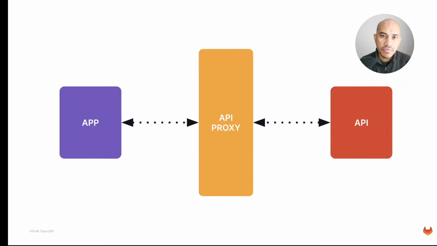Let me explain briefly the importance of an API proxy using this very simple illustration. On the left side, you have the app. On the right side, you have the API. Now, apps would need to talk to or communicate with APIs in a very secure manner. To make that work, you need an API proxy that would act as a facade to communicate with that API in a very secure manner.